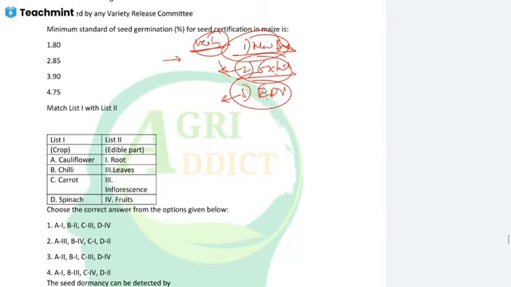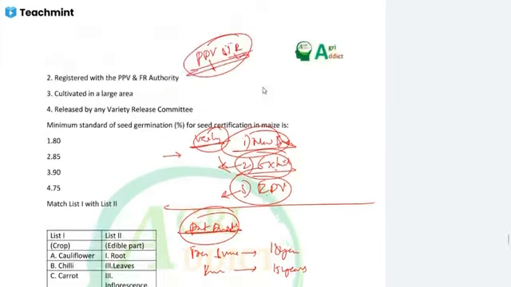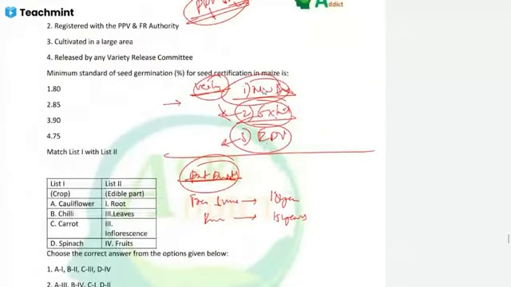So this is important. And one more important thing for you is the protection period, the duration of protection. Under PPVFRA, trees and vines have 18 years of protection, and all the other varieties will have 15 years of protection. Clear? So remember 18 and 15 years. This is all about PPVFRA. Next question, we'll go into the next question.